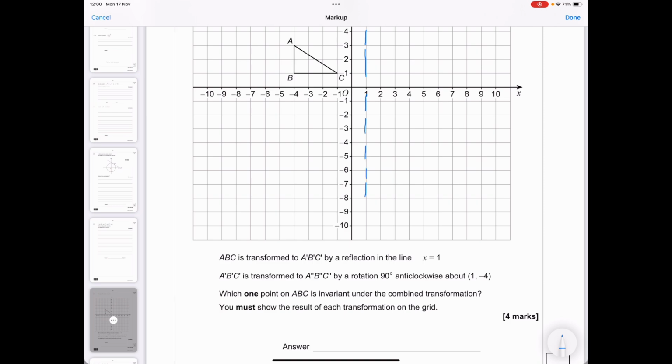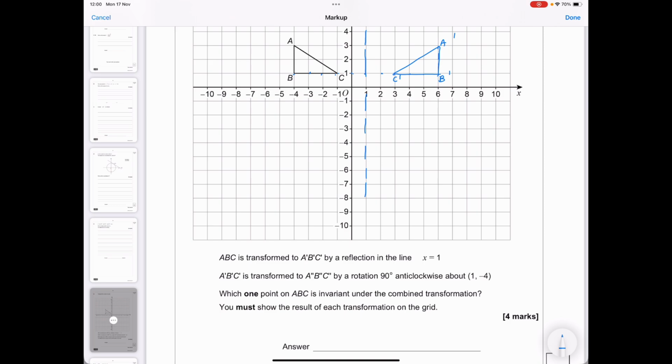Now reflect through it, so we'll go C goes 1, 2, 1, 2, so that's C there, and then B goes 1, 2, 3, 4, 5, 1, 2, 3, 4, 5, and that makes sense, that's B, and then A is going to be straight above that one. So this is A dash B dash C dash. Now that bit I can do. The next bit is going to go horribly wrong.